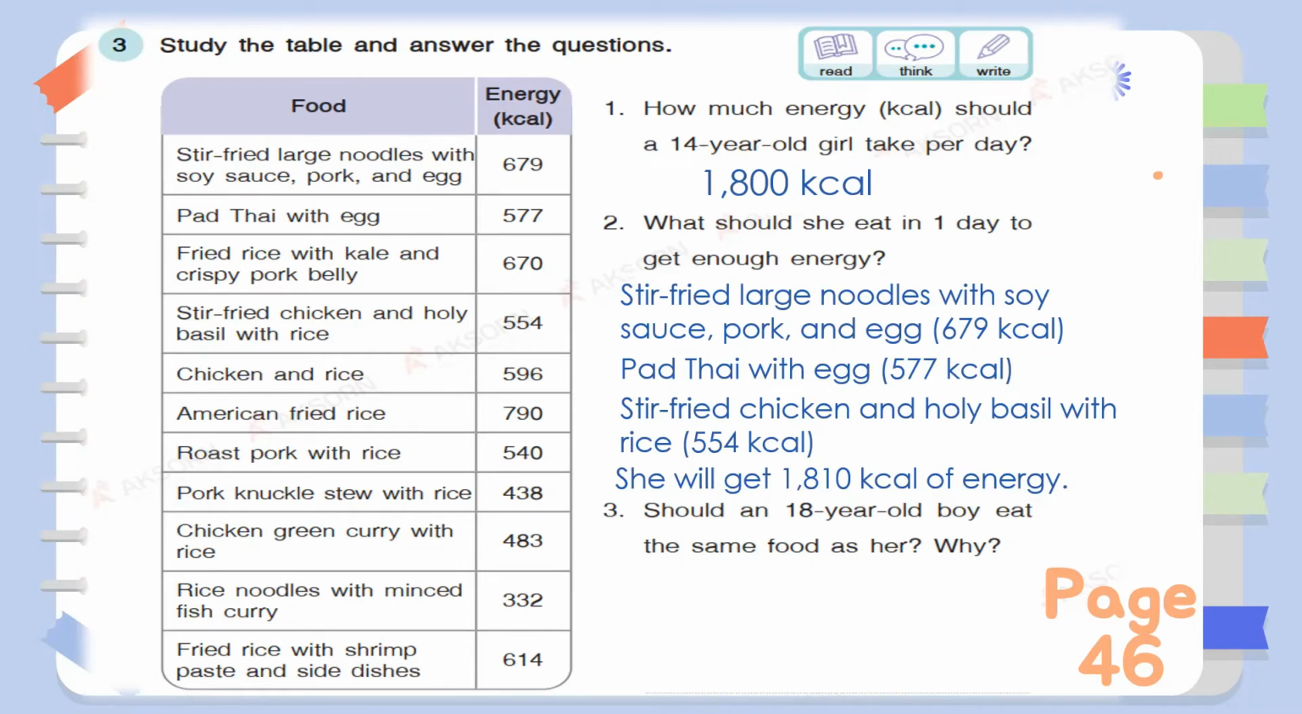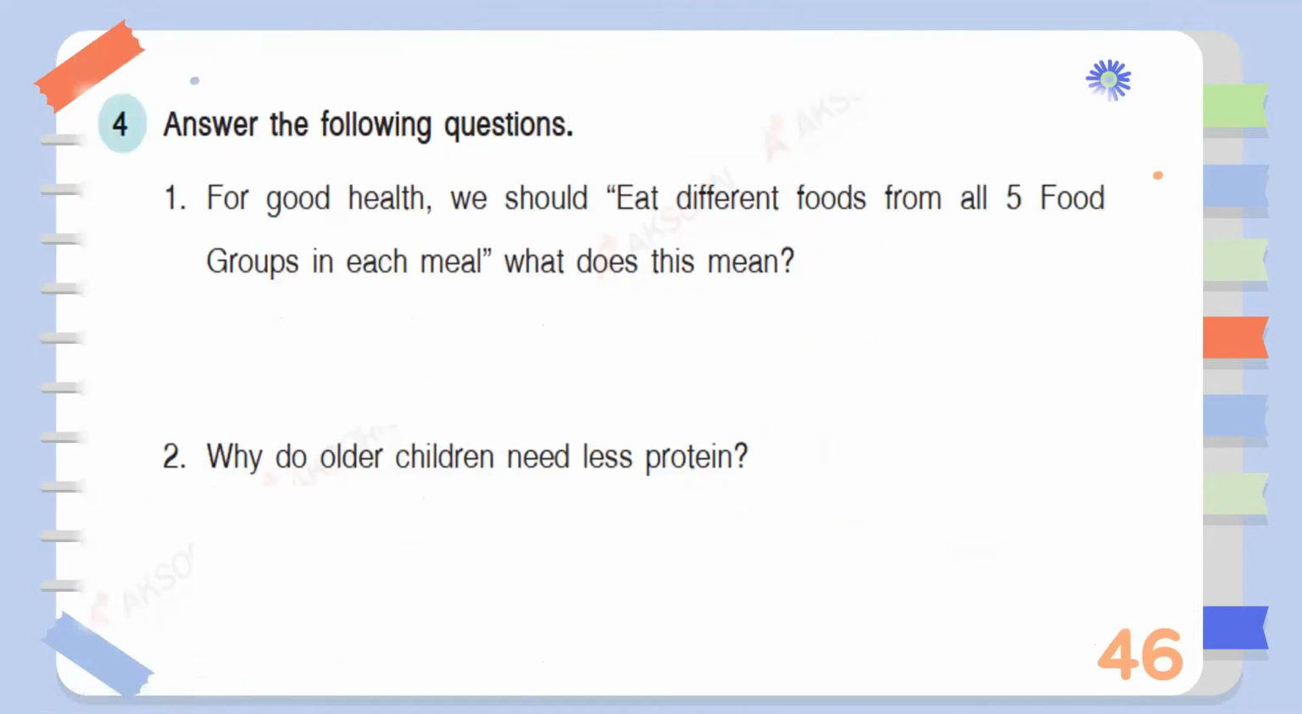Okay, now for number 3, it says here, should an 18-year-old boy eat the same food as her? Why? Remember that boys and girls need different amounts of energy for their body because they have different gender. So, he should not because he needs more energy than the girl. Okay, so that's it. If you want to write first, you can pause this video. So if you're finished, let's proceed to activity 4, which is still on page 46.